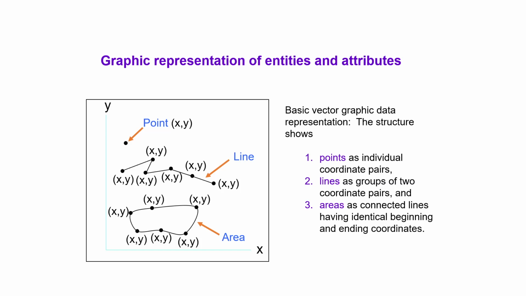Here you can see the easiest explanation of points, lines, and areas on a plane. We have two coordinates, x and y, to make this spatial feature a part of GIS.